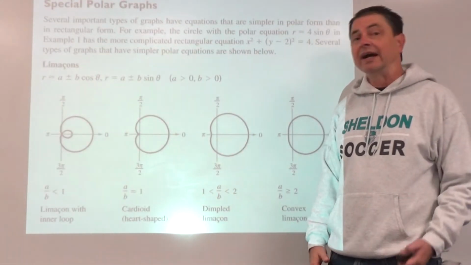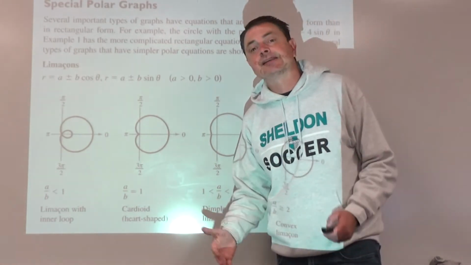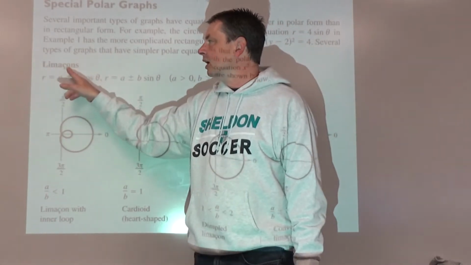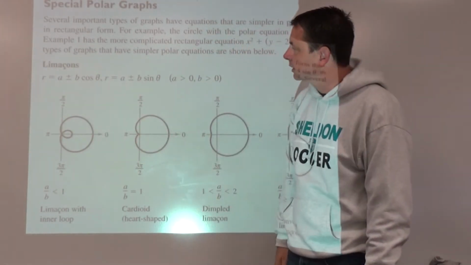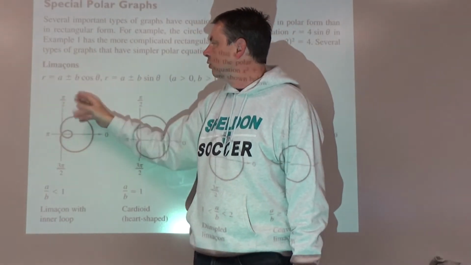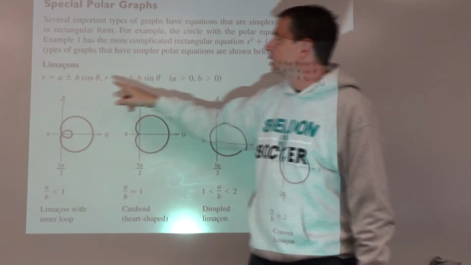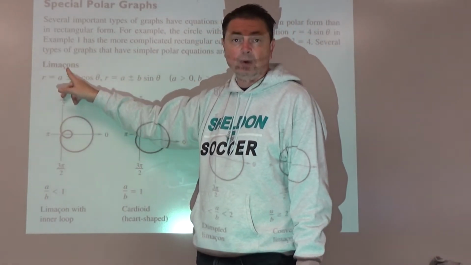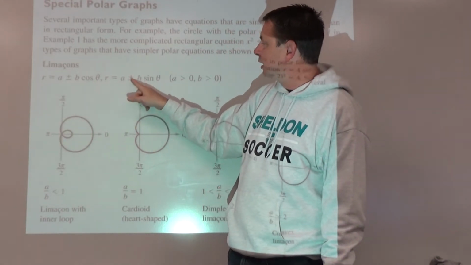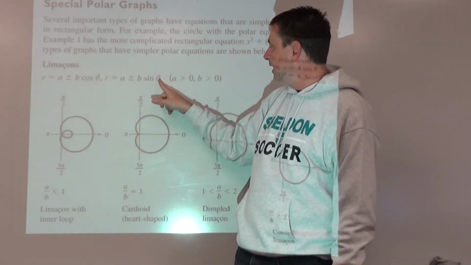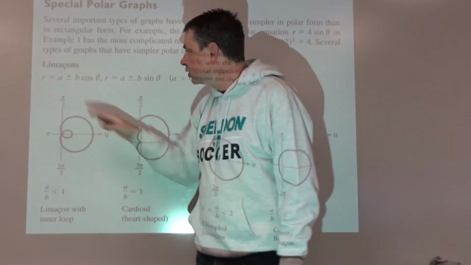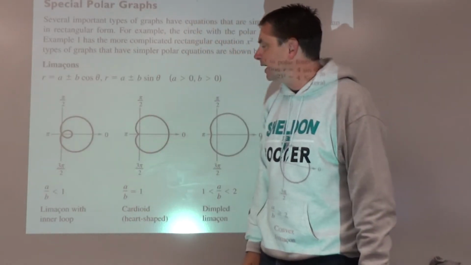So some of the special polar graphs that you're going to want to be able to recognize, identify, and see some key characteristics of, we start with what I call limacons. I don't believe that I'm pronouncing that correctly. It's a French word. So that is of the form r equals a plus or minus b cosine theta, or r equals a plus or minus b sine theta. A and b are distances. So that's how a limacon is defined.